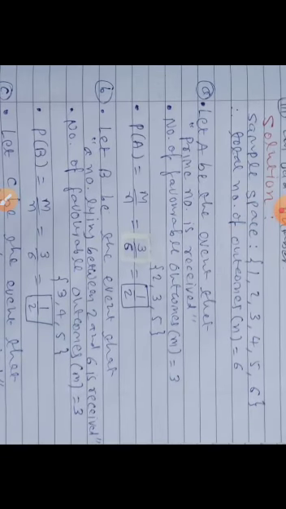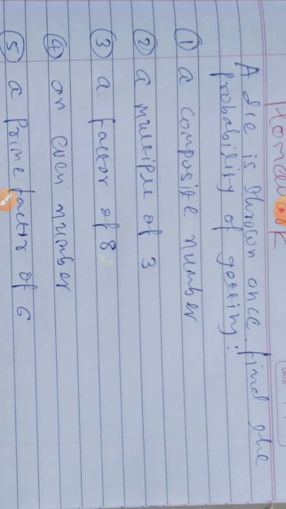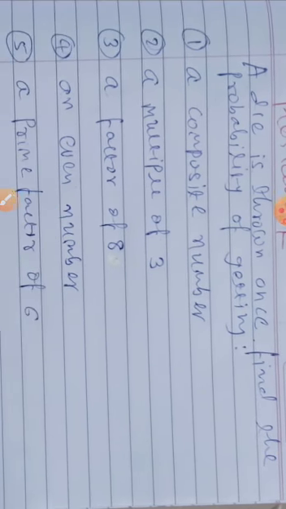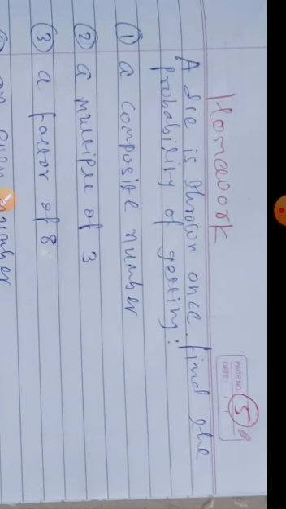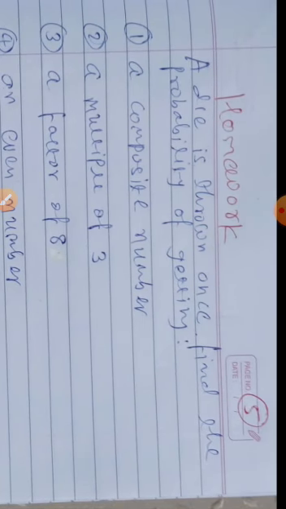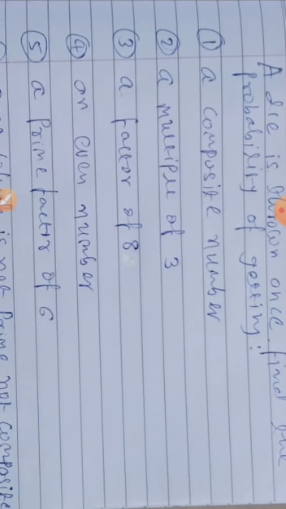Okay, now homework, because only one sum in the textbook is given related to one dice. Okay, so for practice I have given few extra sums also related to one dice. So a die is thrown once, find the probability of getting a composite number, multiple of 3.